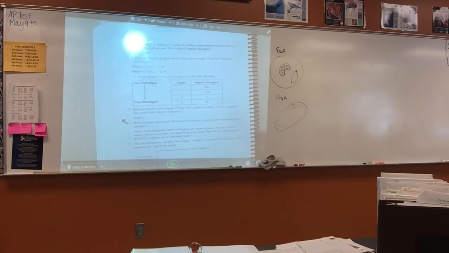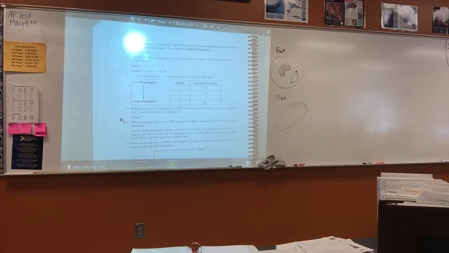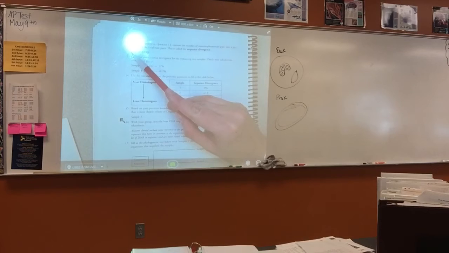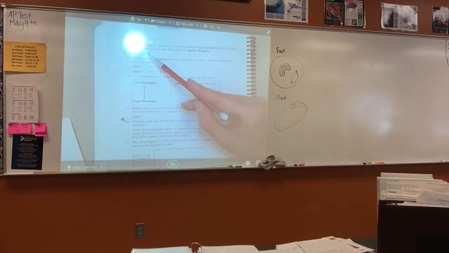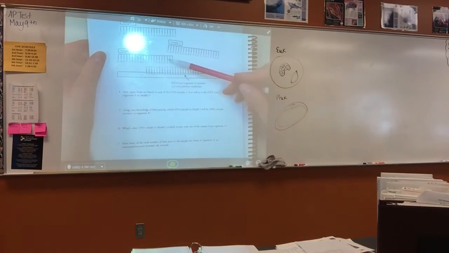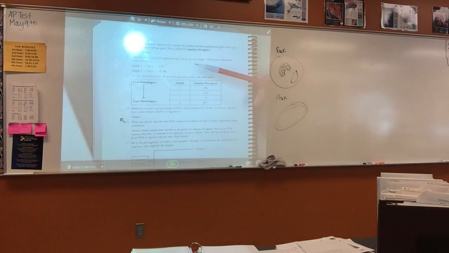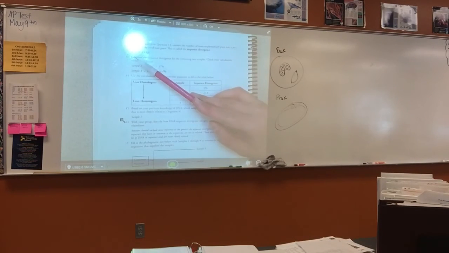So then it asks you to calculate the divergence between the organism A and that sample 1. So sample 1, they had 5 bases that were different, that were non-complementary. So you divide that by the total number of bases, which is 21, and you get a divergence of 23.8. So that means sample 1 has diverged 23.8% away from the order of bases in organism A. So by that same idea, then, they ask you to do the same thing for sample 2 and 4.